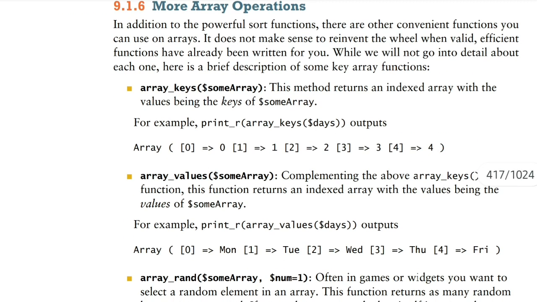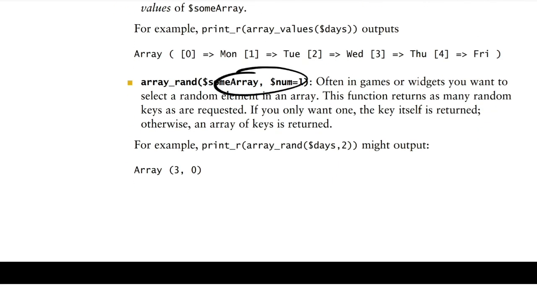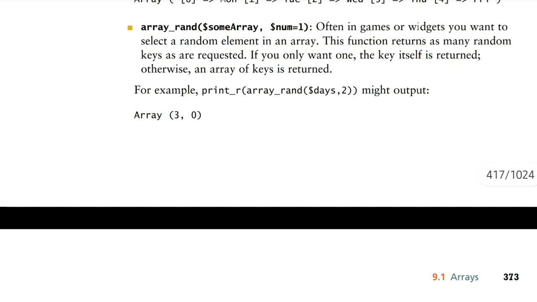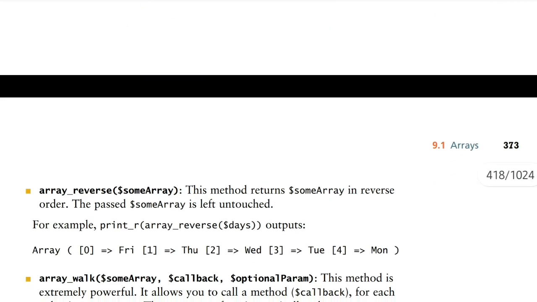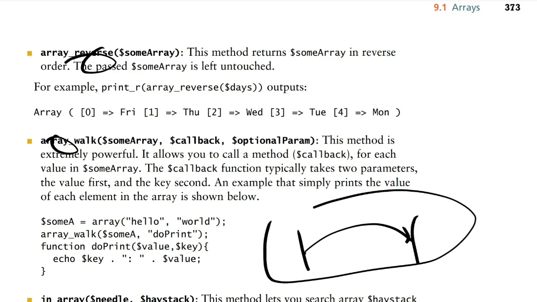And here are some more operations, like array_keys. This method returns an indexed array with the values being the keys of some array. Okay, so it returns an indexed array which has the values of keys of some array, and that array will be passed here. array_values returns the values, and array_rand will return some random numbers, like in an array, for example, between some range. And reverse, it reverses the array.